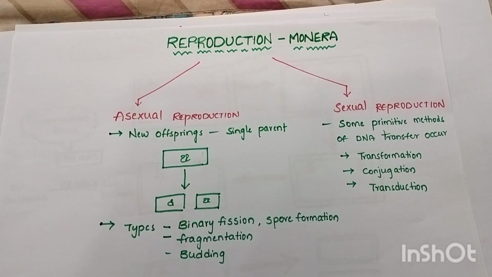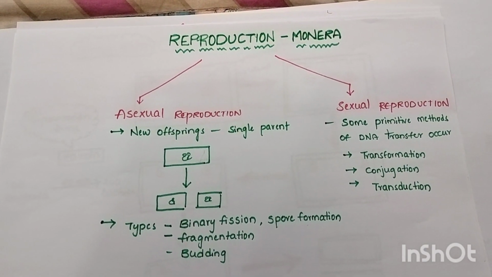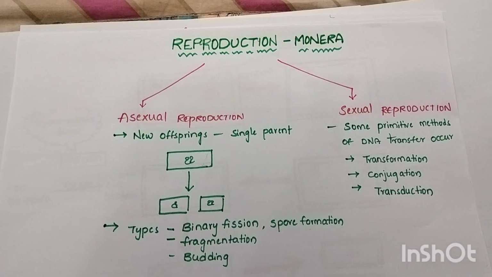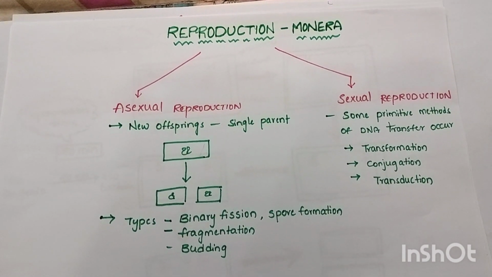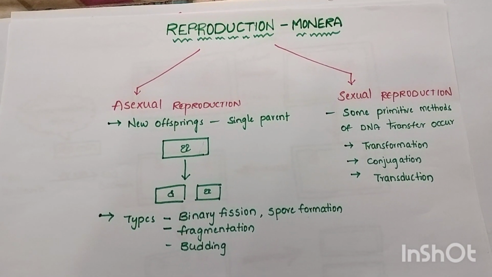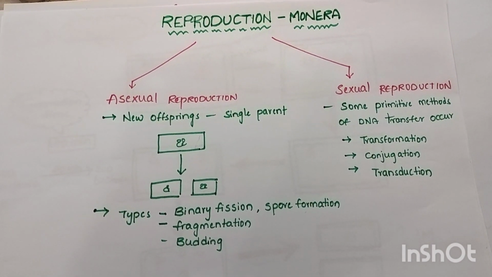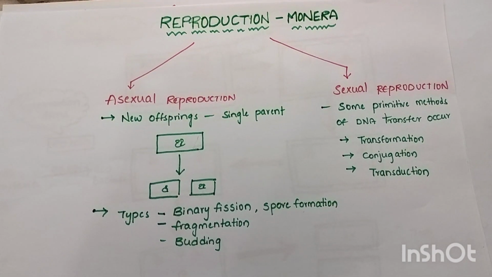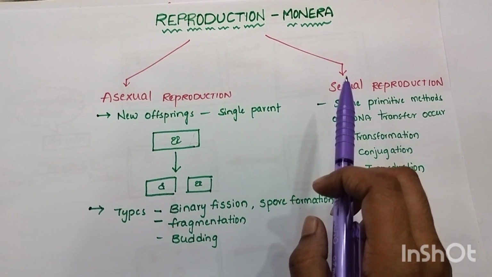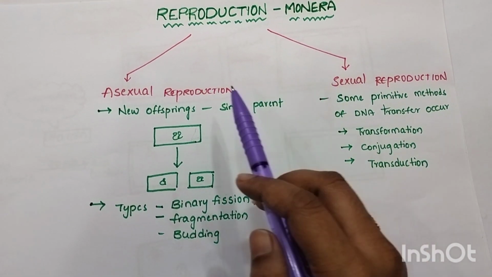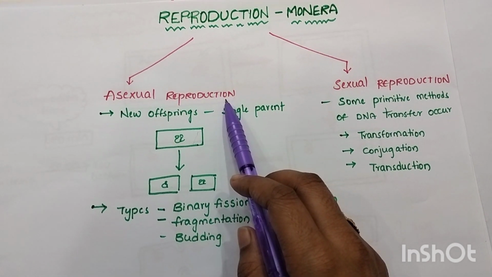Hello everyone. In the previous video, we talked about bacterial nutrition and its types. Now, in this video, let's discuss the reproduction of bacteria. Basically, bacteria exhibit two types of reproduction. One is asexual reproduction and the other is sexual reproduction. Let's begin with asexual reproduction.